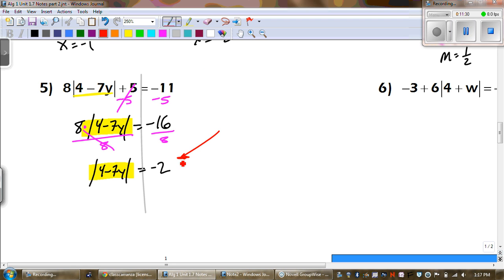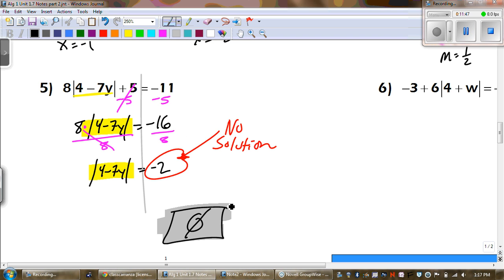And now we need to look right there and say, how many answers do we have? No answers. It's a negative. Whenever we have a negative, you know that it's no solution.